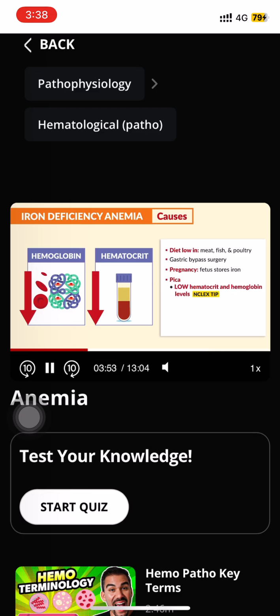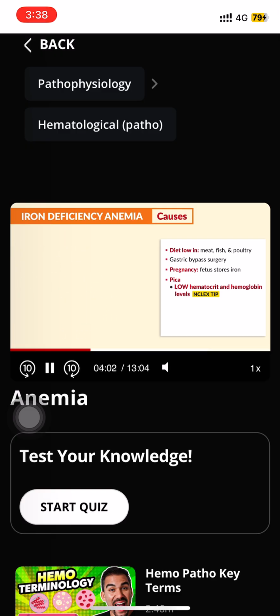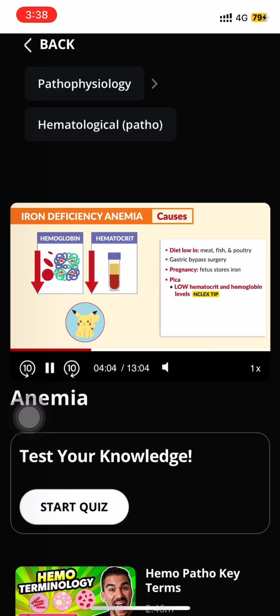Huge NCLEX tip, I would write that down. So low H&H with clients with pica. 70% of students get this wrong. So once again, think low H&H with pica, Pikachu, or just pica.